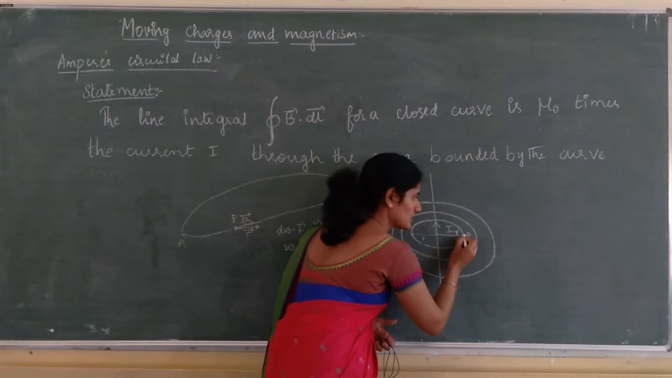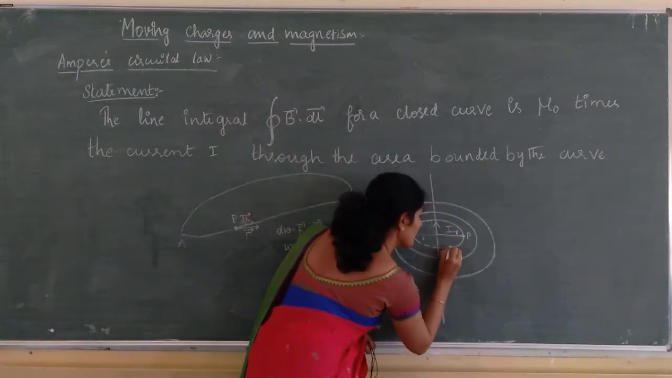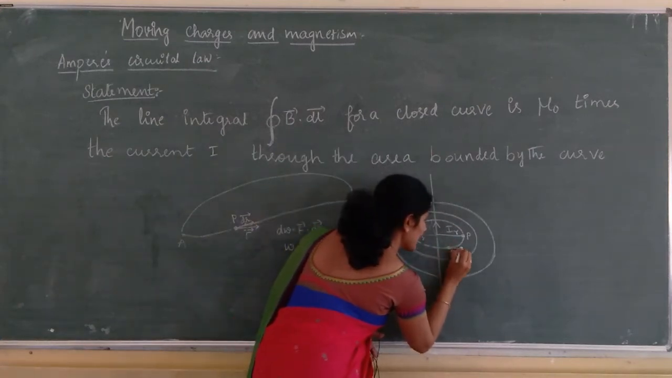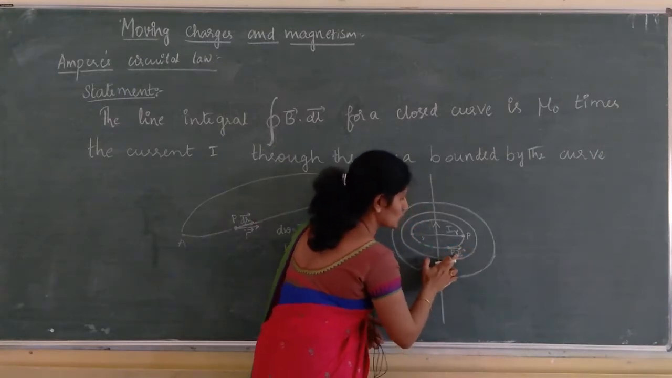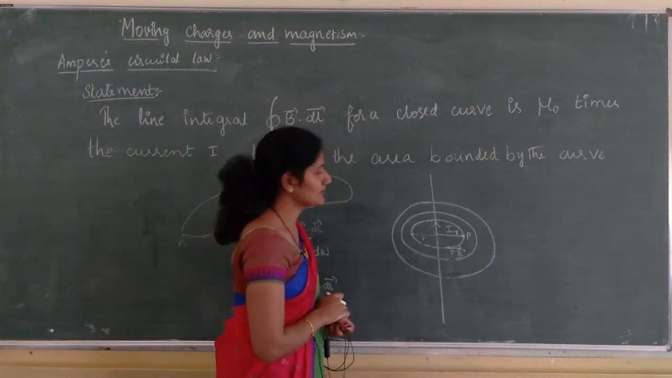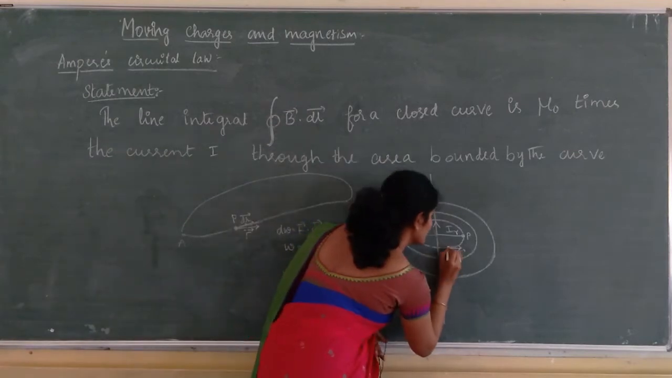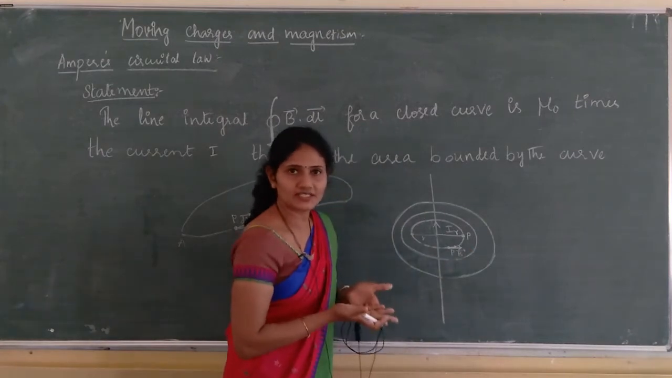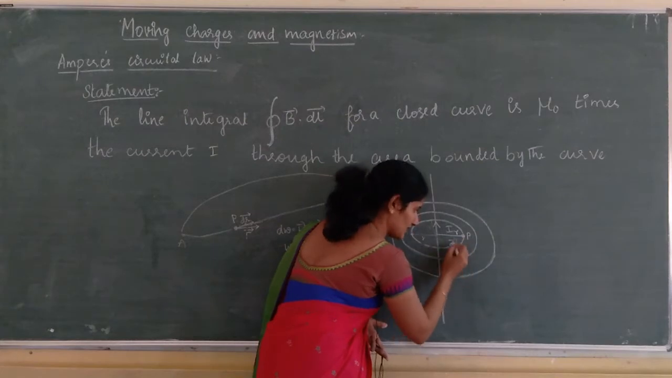At this point, what is the magnetic field? If I consider the point P here, then this is the direction of the magnetic field. Magnetic field is a vector quantity, so this is the direction of the magnetic field. We know that dl is the line element, which is also a vector quantity. So, this is the direction of dl. dl and B are in the same direction. So, the angle between the B vector and the dl vector is 0. So, theta is equal to 0.